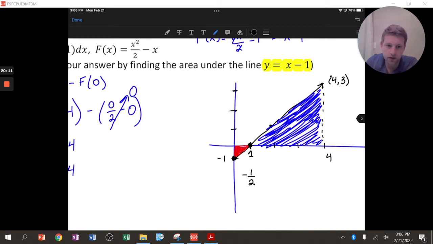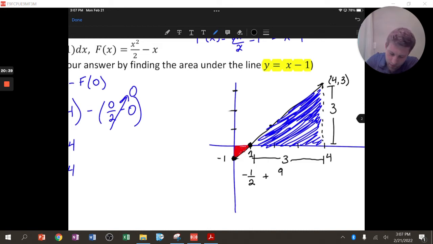The blue triangle here we know has a height of 3. So this has a height of 3 and also a width here of 3. So it's a 3 by 3 triangle. And so a 3 by 3 triangle would give us 9 halves for its area, 3 times 3 divided by 2.